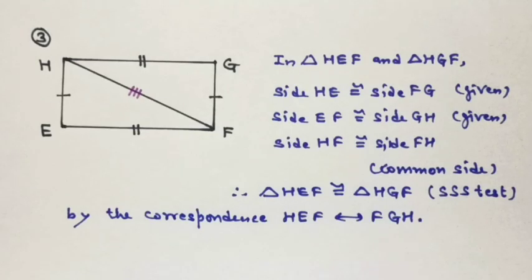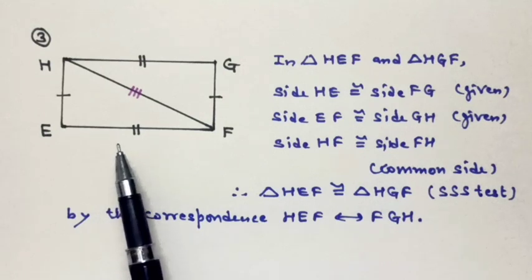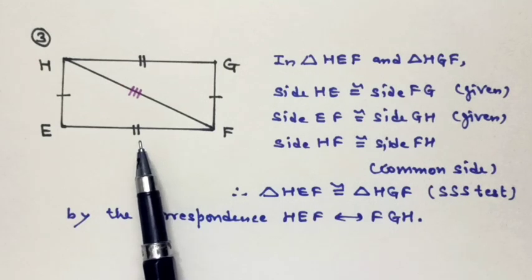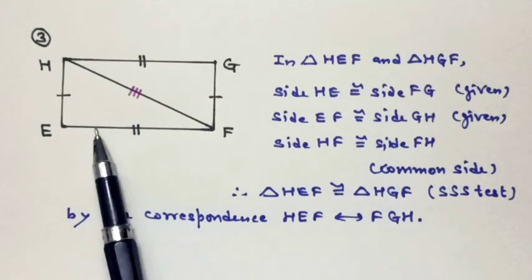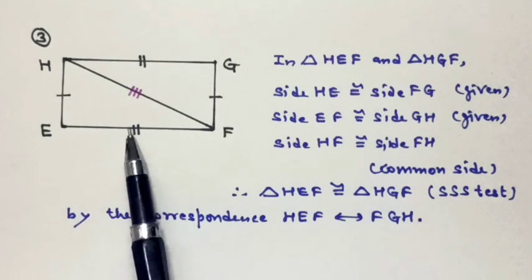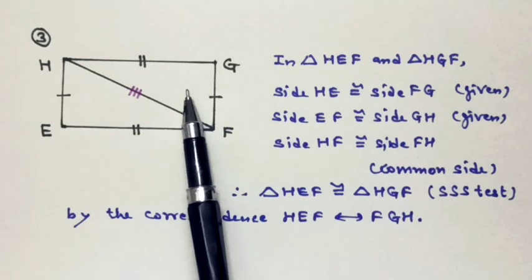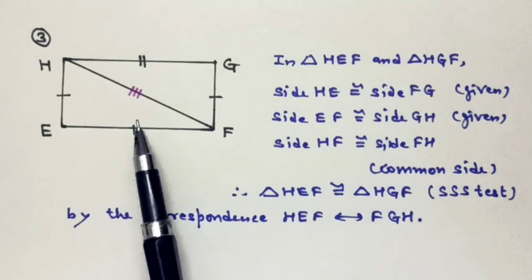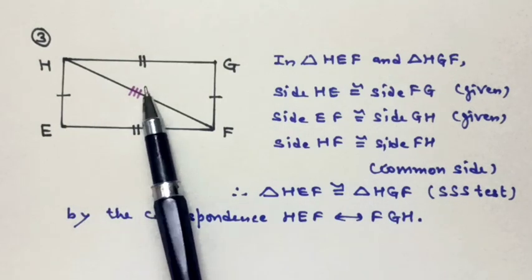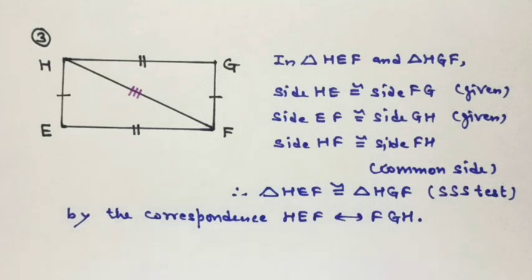Third question, look at this. It looks like a rectangle, but you don't know whether it is a rectangle or not. Here, if you consider one triangle, two sides are given, triangles are joined, so one common side may be here. HF is a common side, so we are done. Now 1, 2, 3, we got three sides. Here also we got three sides. That means we can use the side test, the SSS test. So let's proceed further.